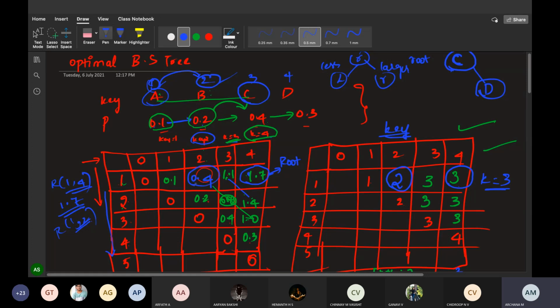0.4 is there. So 0.4, which key are you getting? 2. What is the 2 key? 2 is nothing but B. So write B here. B will become the parent, and then you can write A over here because A is lesser. Understood? This is how we have to construct a tree. Got it? Yes, ma'am.